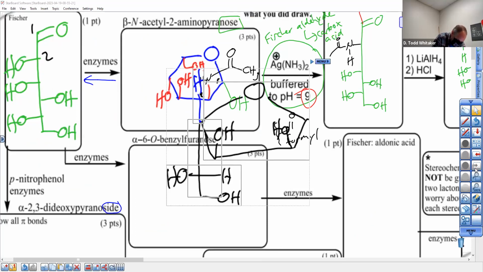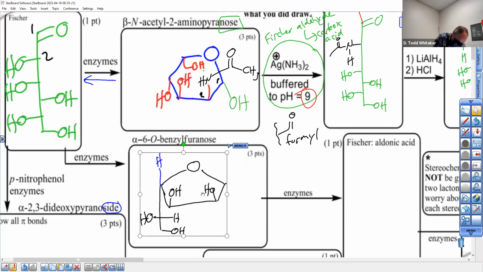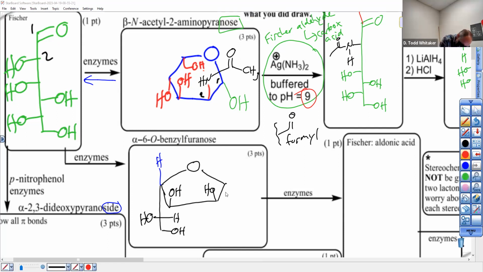You're a little big, dude. We hope so. Okay, so what's going on at carbon 6? Where's carbon 6? 1, 2, 3, 4, 5, 6. What are you putting instead of an H? I can't erase the H. I got to white out. Oh man, this is harsh. How do we draw a benzyl, please? CH2 to a phenyl. There you go. Oh, benzyl furanose.